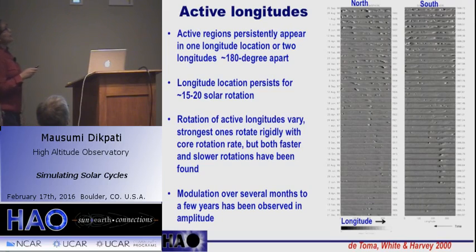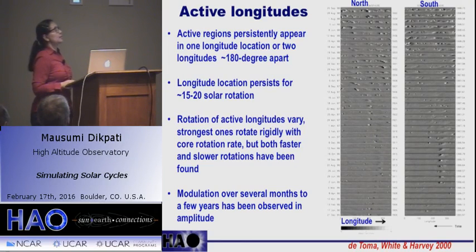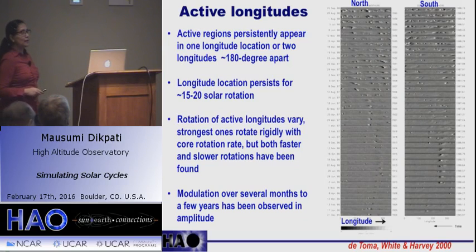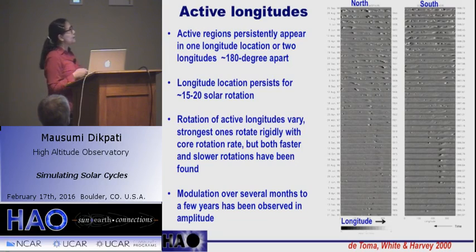Active longitudes persistently appear in one longitude, or in two longitudes separated by approximately 180 degrees. These are called active longitudes. If they are strong, they rotate rigidly, but faster and slower rotations have also been observed. They can persist for 15 to 20 solar rotations, and modulations of their amplitude over several months to a few years have also been observed.